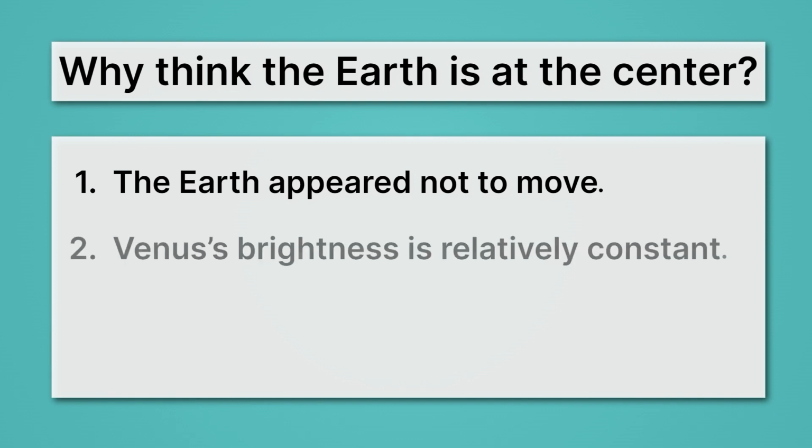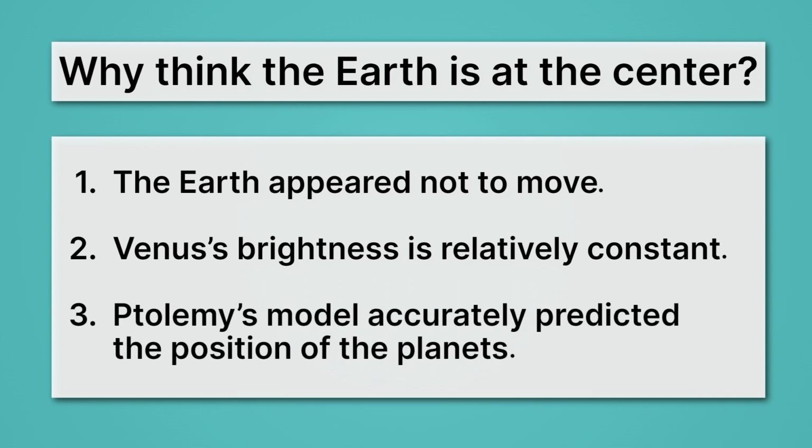The second reason to think that the Earth is at the center is that Venus's brightness is relatively constant. I'm not even going to attempt to explain why this observation is consistent with the geocentric model, but the point is that the Greeks were thinking very carefully about their models and using all the observations they could to develop very accurate predictions. And that's reason 3. Ptolemy's models accurately predicted the position of the planets, so good reasons to think that it's true.